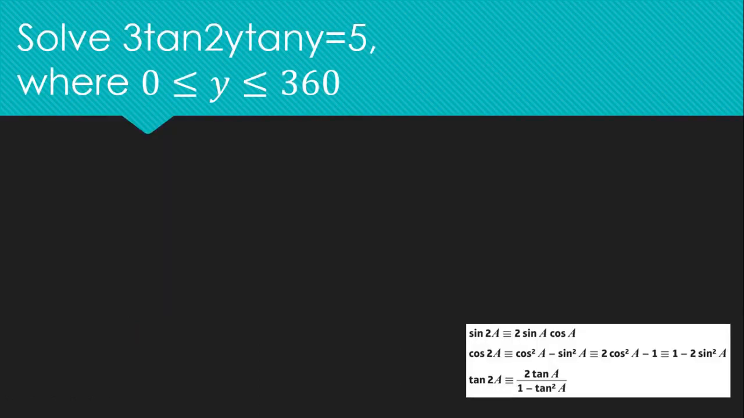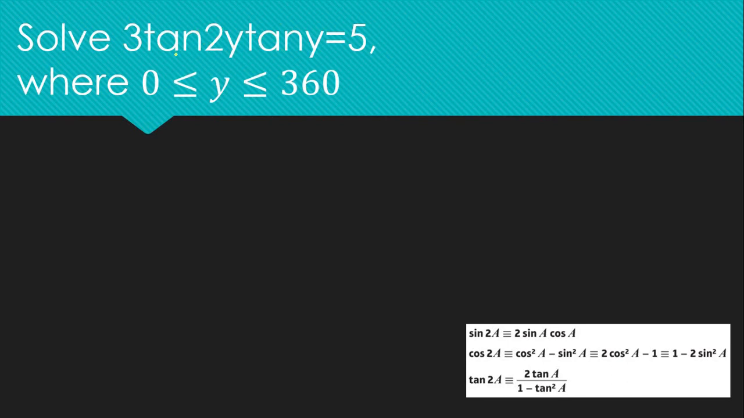Let's crack on. So we've got 3 tan of 2y, lots of tan of y equals 5. We're going to solve that where y is between 0 and 360 degrees. Well, to deal with that, we really don't like the fact that we've got tan of y and tan of 2y. It's awkward, okay? We really don't like that.